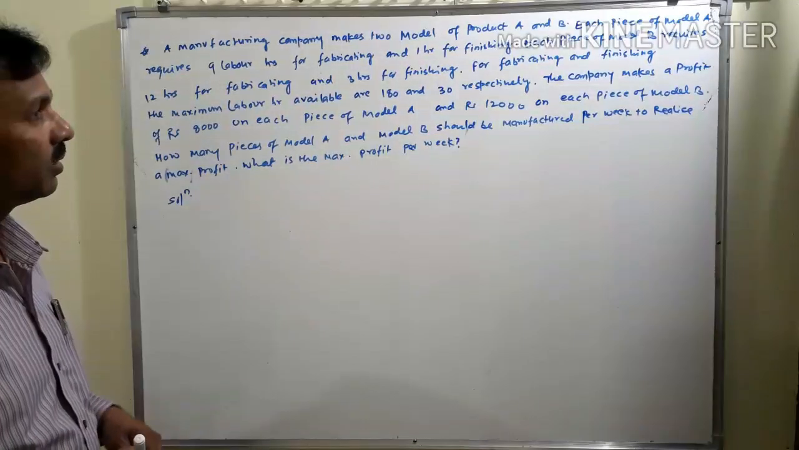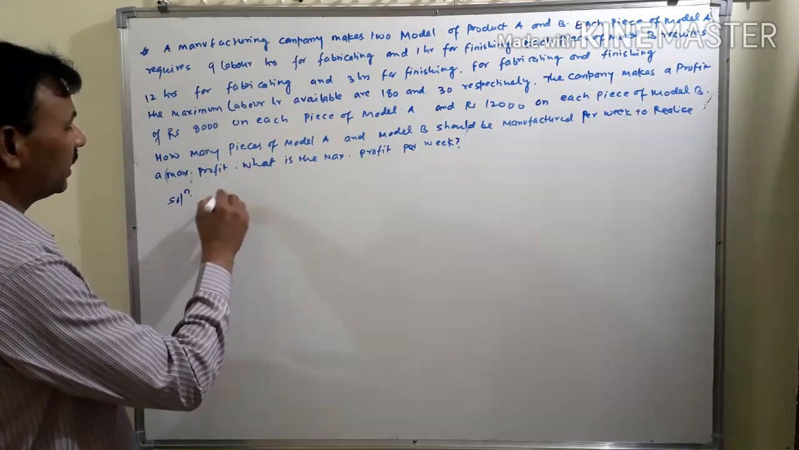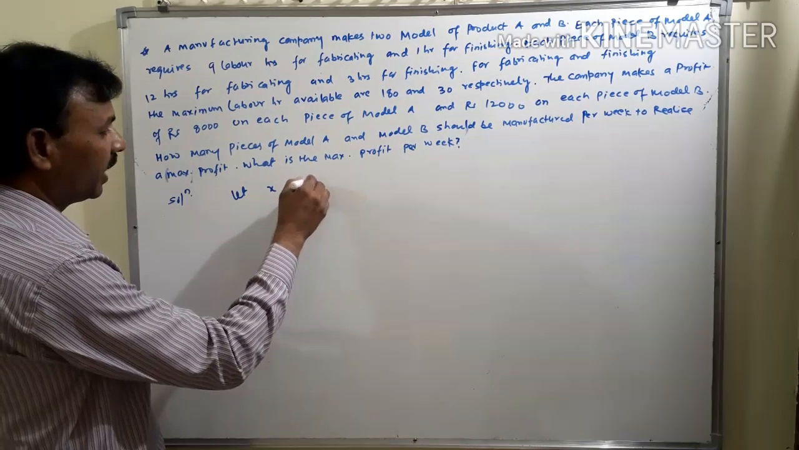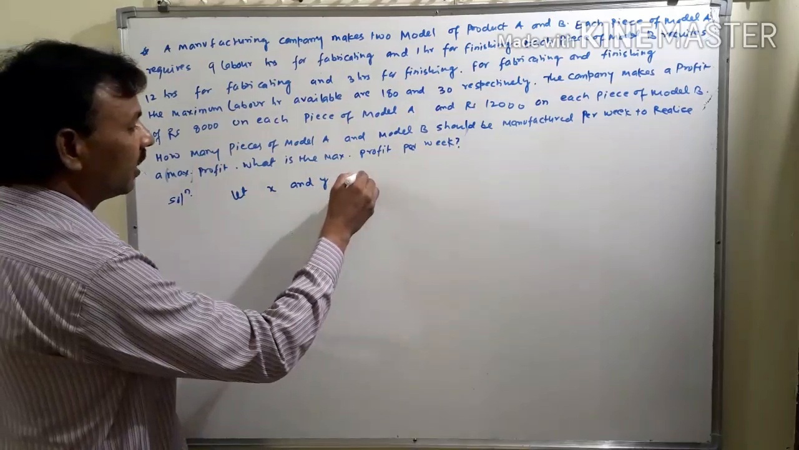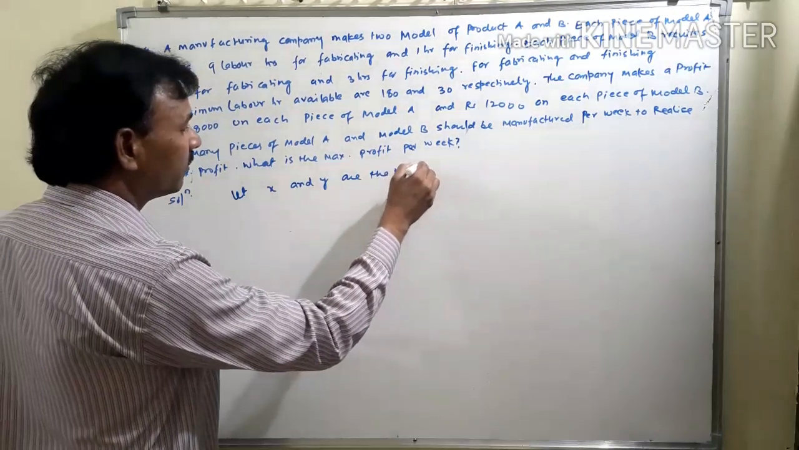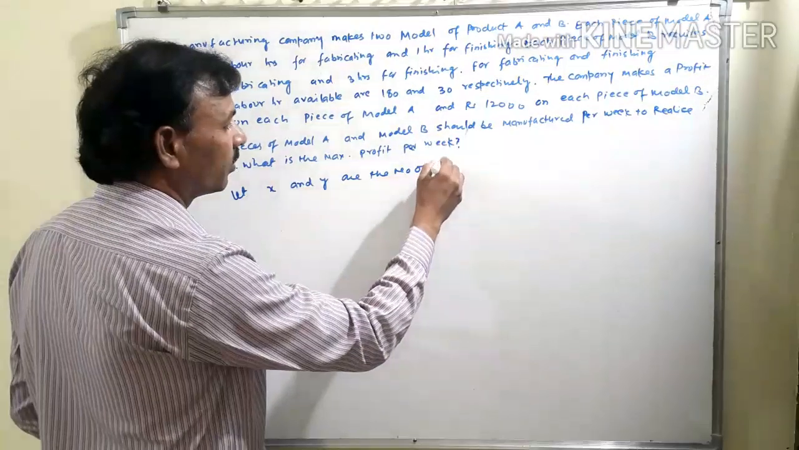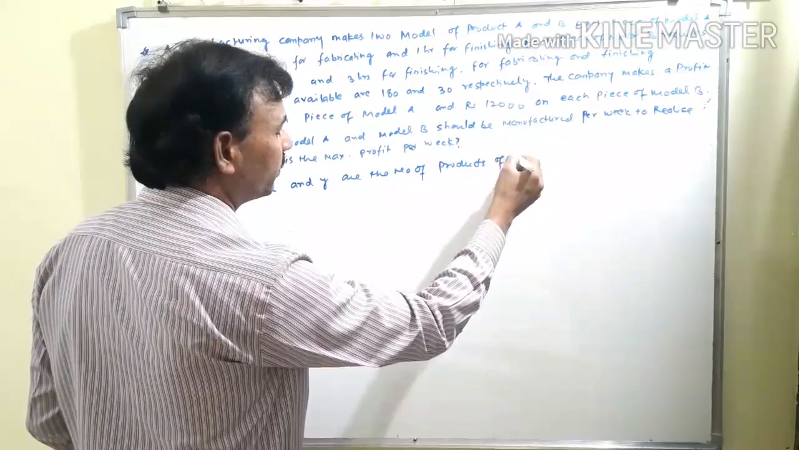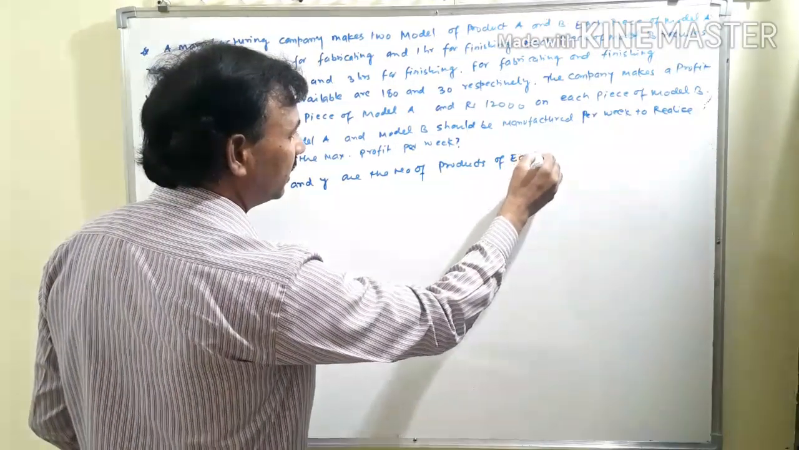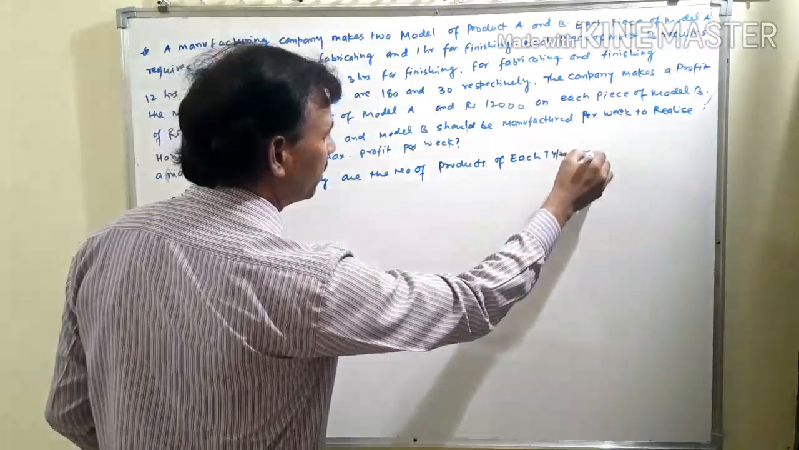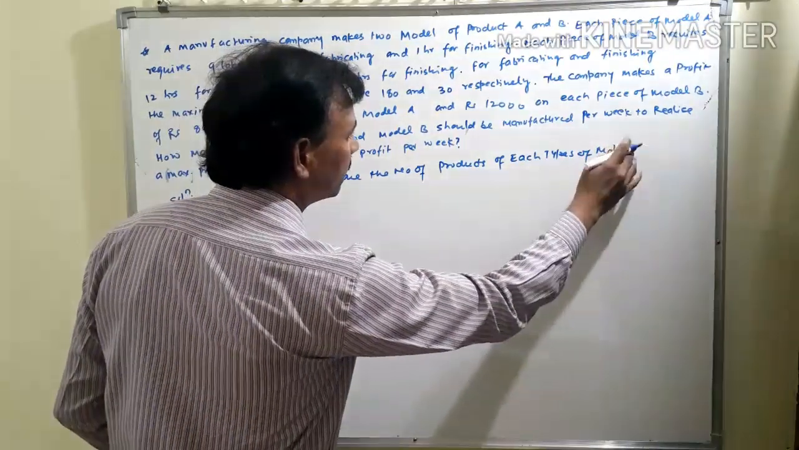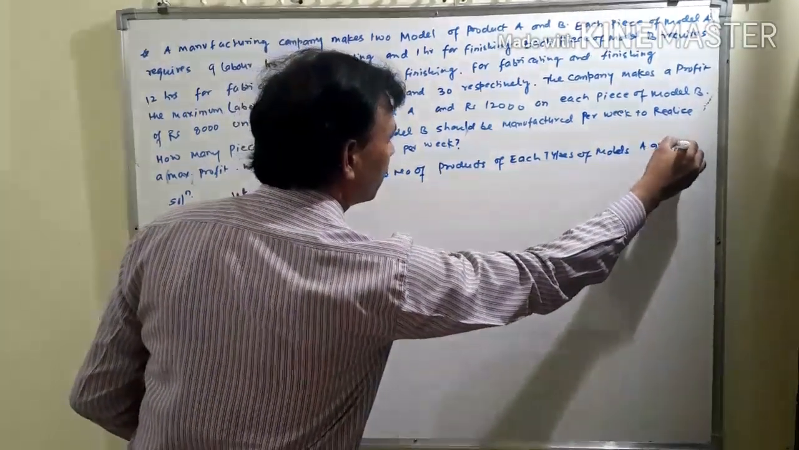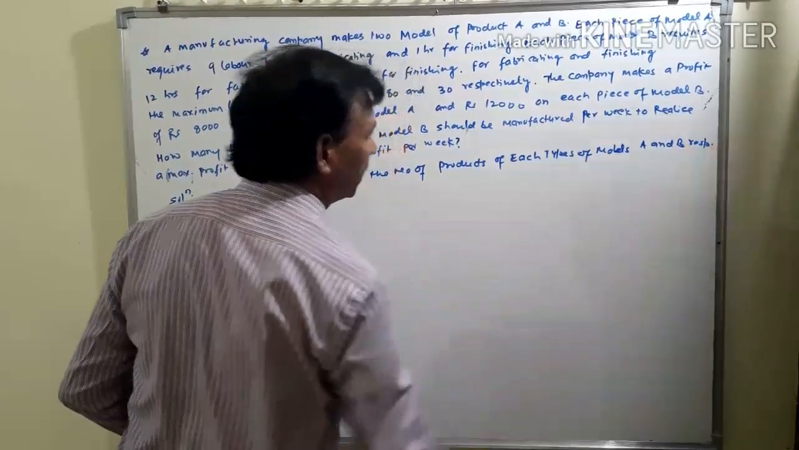Now, for solving this question, we consider that let x and y be the number of products of each type of model, A and B respectively.